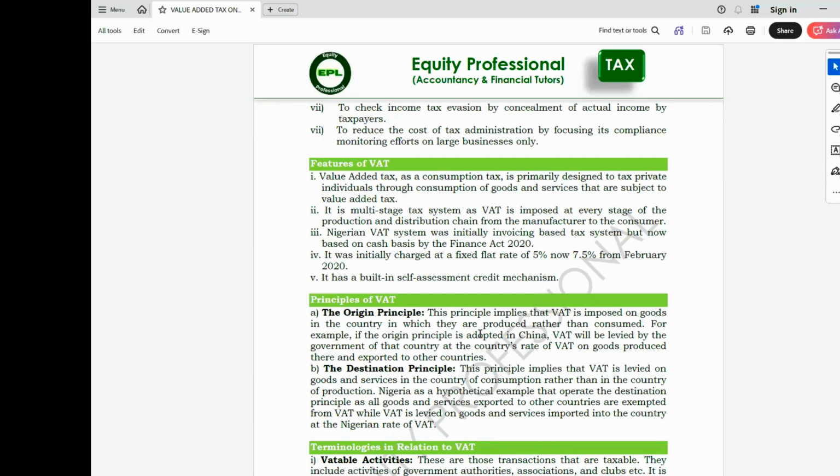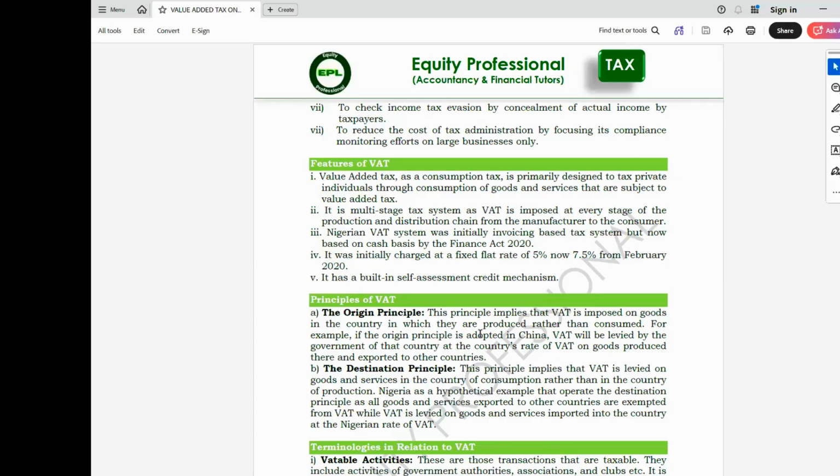Any item that is produced in Nigeria that is meant for export will not be liable to value-added tax, because we adopt a destination principle. Only the goods or services that are consumed here in Nigeria will be liable to value-added tax. This is what we adopt here in Nigeria, because we are not a producing country. We are a developing country. We rely mostly on importation.